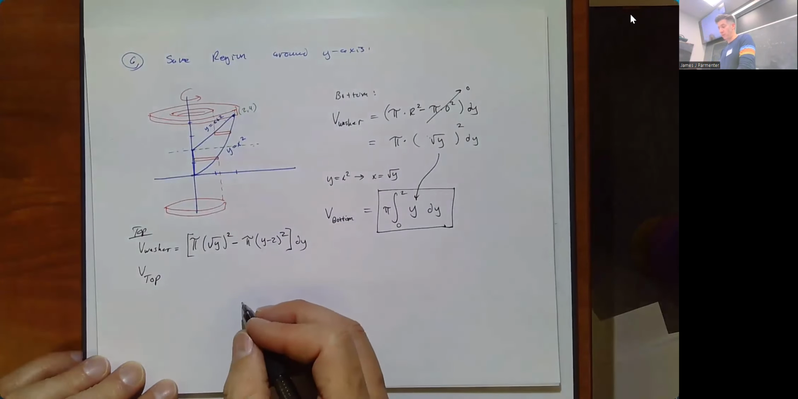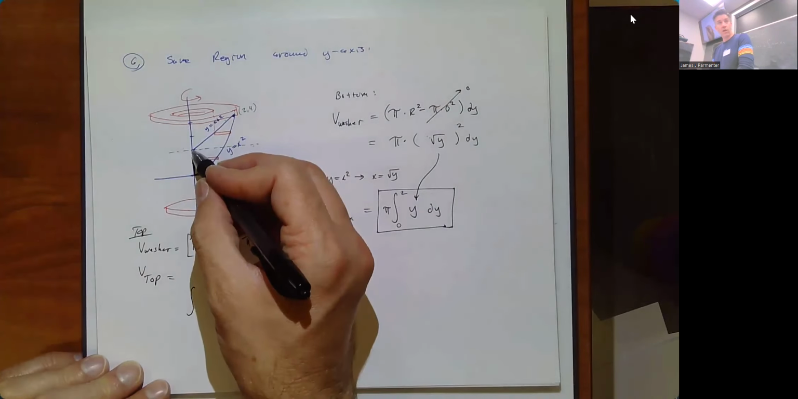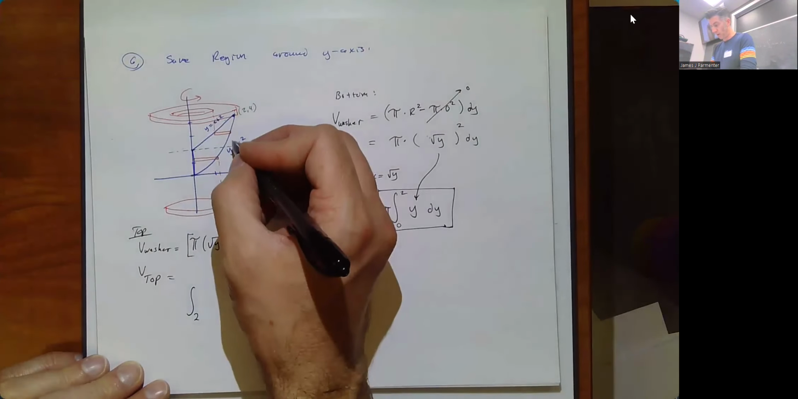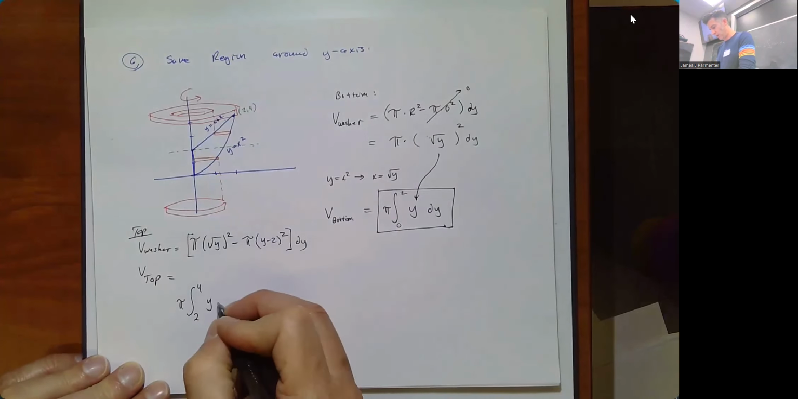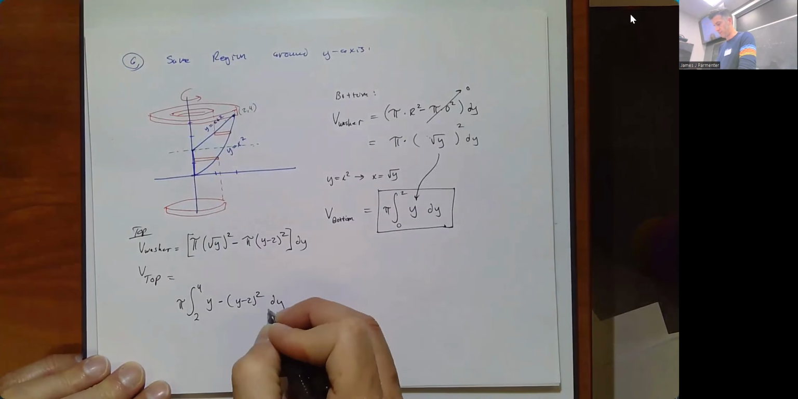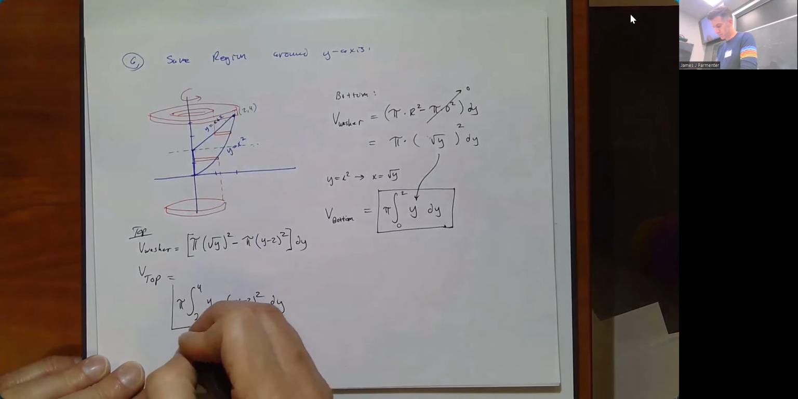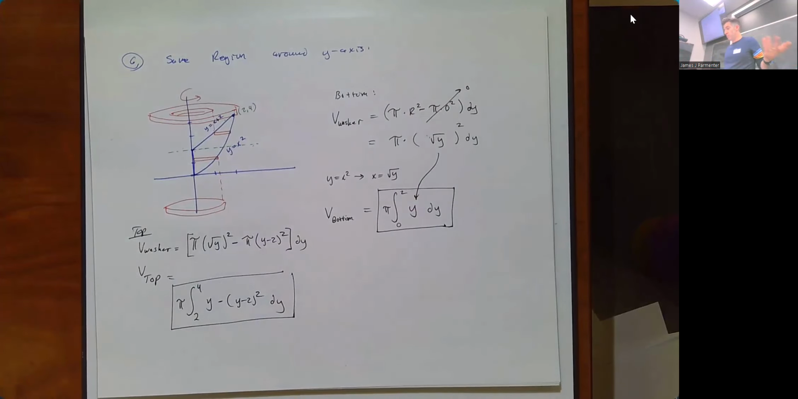So then the total volume of this top part is going to be the integral from a low value of y equals 2 to a high value of y equals 4 of pi times the square root of y squared minus y minus 2 squared dy. And then the total volume, we would add these two things together. Cool.